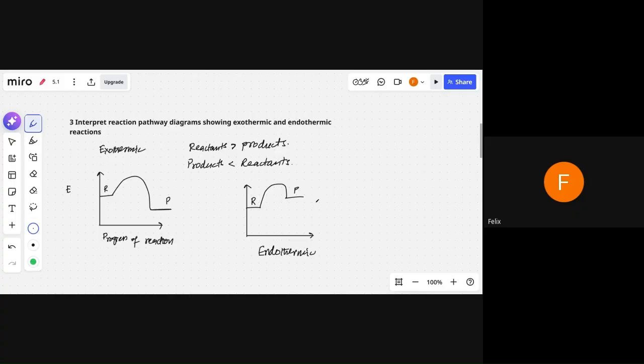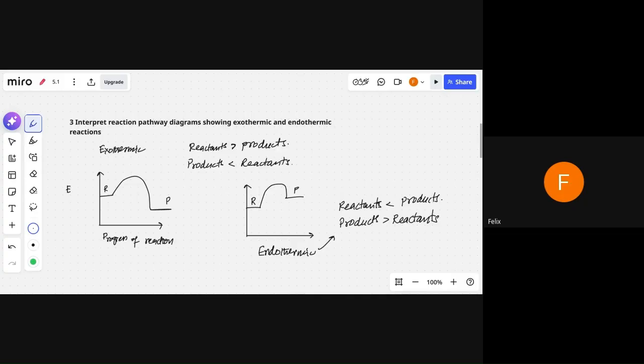All right, so now we can say that for endothermic reactions, reactants will be lower in energy than products, or you can also say that products are higher in energy than the reactants. So it's the complete opposite of the exothermic reaction.